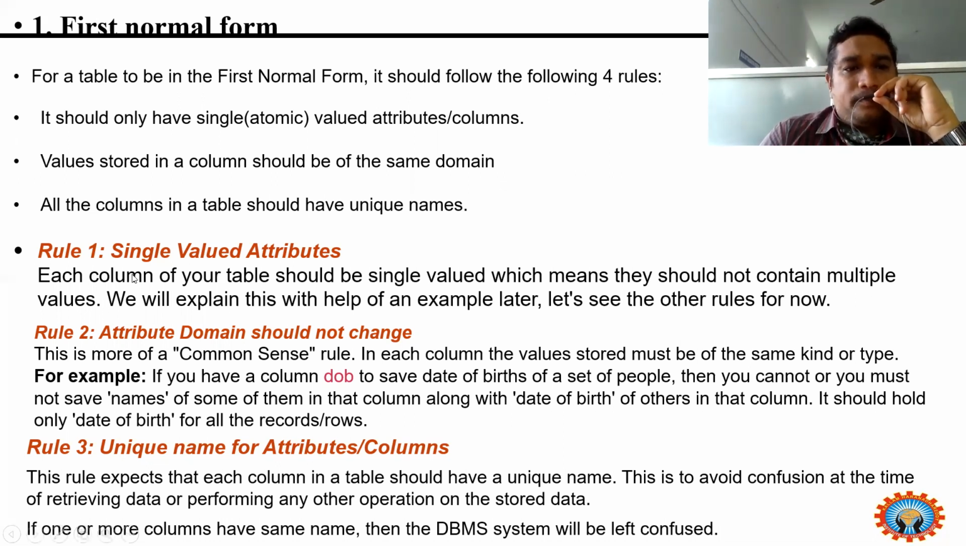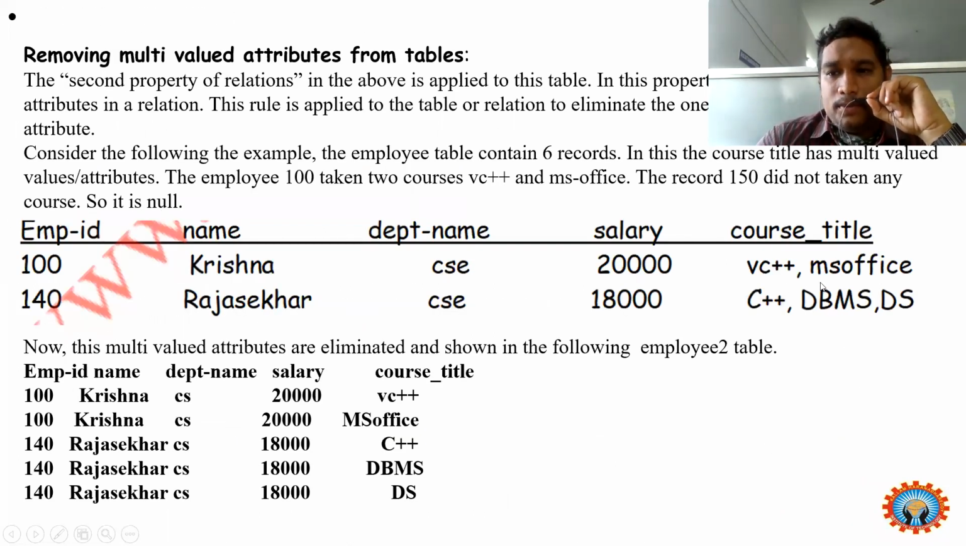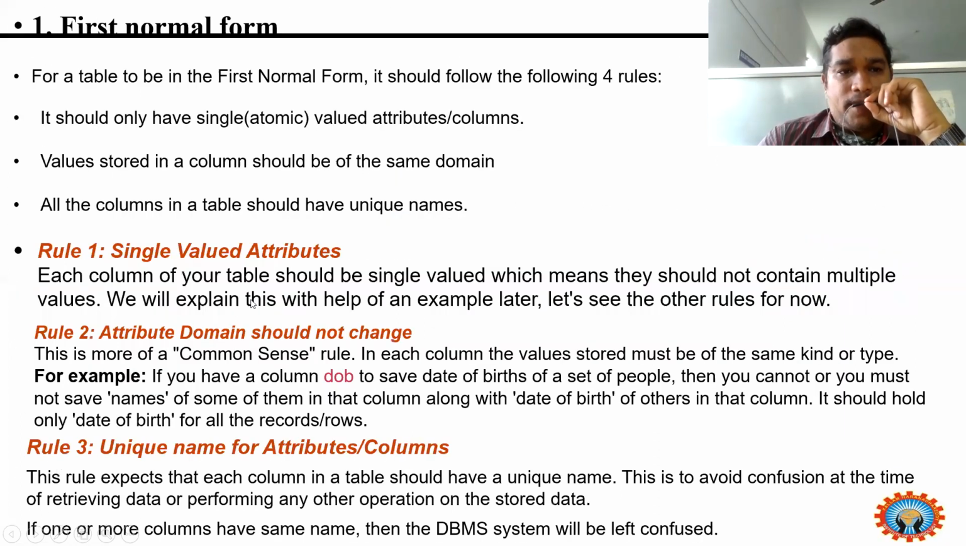We will discuss what these three mean. A single value attribute means each column of a table should be single valued, which means that they should not contain multiple values. In the previous class we discussed multi-valued attributes. A multi-valued attribute is not possible here. This should be atomic. It is a single value. It should be only a single value, and it should not be multiple values.